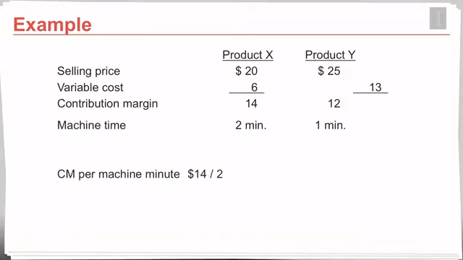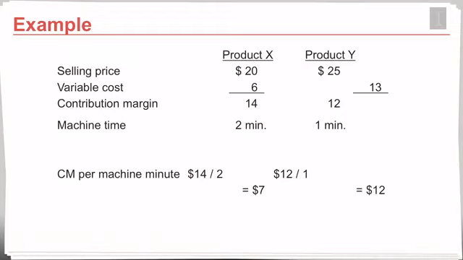For product X, we know that we earn $14 per unit. However, it takes 2 minutes to create each unit. So if we were to take 1 minute of our machine time and put it towards producing product X, we would earn $7 worth of contribution margin from that machine minute. Compare that to product Y, where we have $12 per unit, and it only takes us 1 minute of machine time to produce that $12. So if we were to take a machine minute and allocate it towards producing product Y, we would earn $12 in contribution margin.